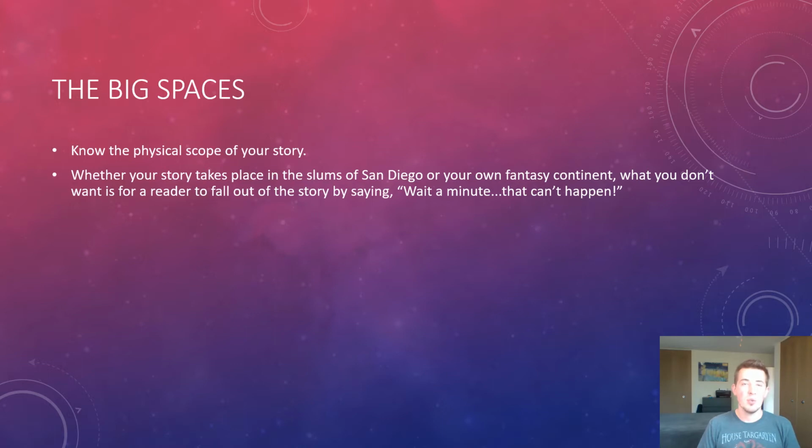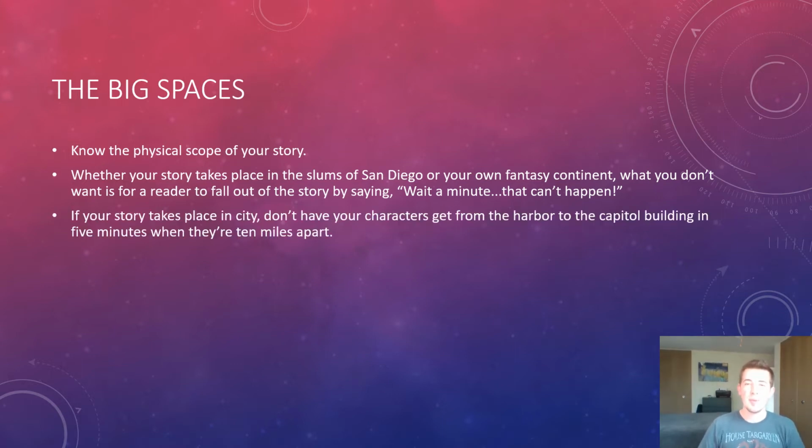Oftentimes, this has to do with timing, a character leaving the store or the conversation, leaving to go to the store at the start of a conversation and already being back by the end. Unless your characters live right next to the store, that seems unusual. It sends up a little flag of unreality for your reader. If your story takes place in a real city, make sure you know the distances well enough that they don't travel 10 miles in 10 minutes, unless they have the ability to do that.